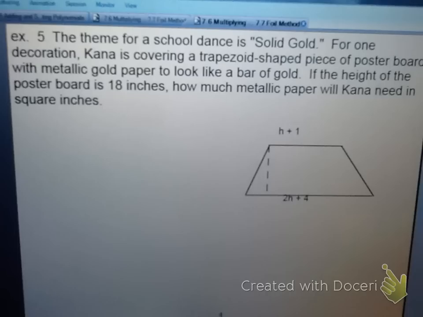We are going to stop. I'm not going to teach example 5. That's going to be on the next lesson. And that concludes section 7.5 and part of 7.6.